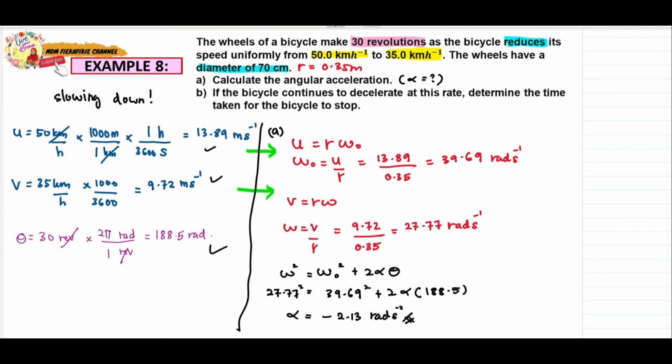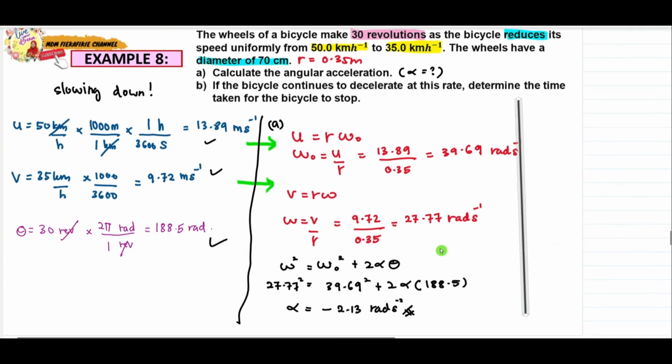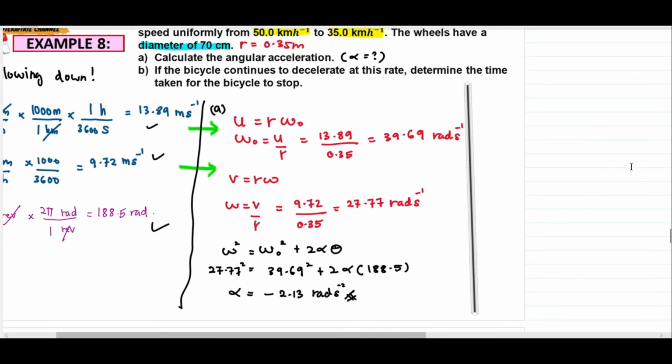Sekejap, saya buat garisan dulu. Okay, now B. If the bicycle continues to decelerate at this rate, determine the time taken for the bicycle to stop. Okay, maknanya dia tanya kalau dia teruskan lagi decelerate. Okay, so for B, so we know that alpha is equal to negative 2.13.